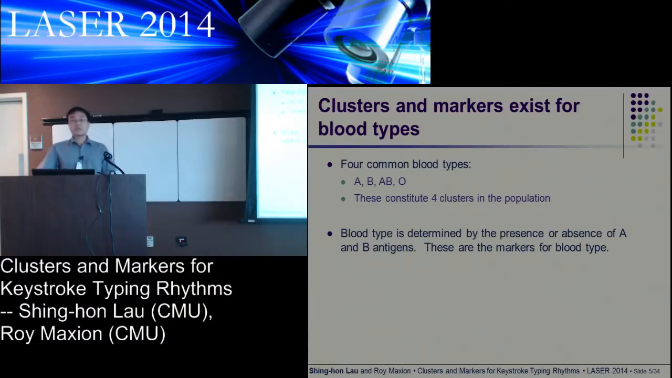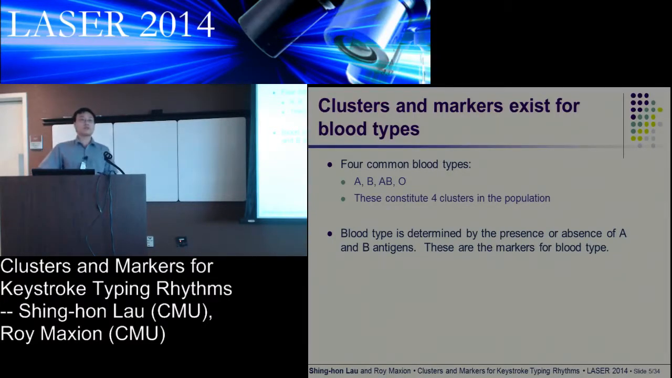And it turns out that blood types are determined by antigens, in particular the presence or absence of A and B antigens. If you have just the A antigen, you're type A blood. If you have just the B one, you're type B. If you have both, you're type AB. And if you have neither, you're type O. And the presence or absence of these antigens constitute markers for blood type.